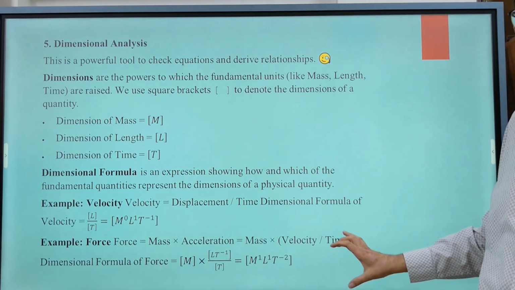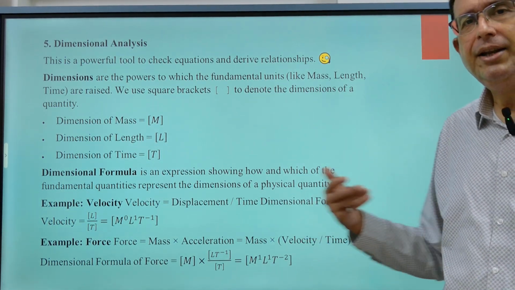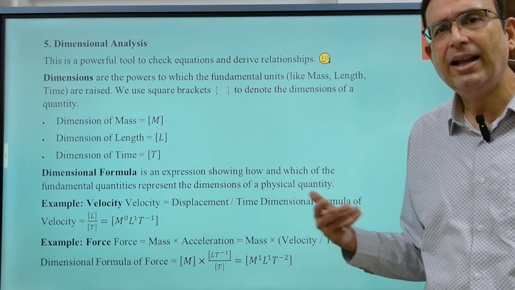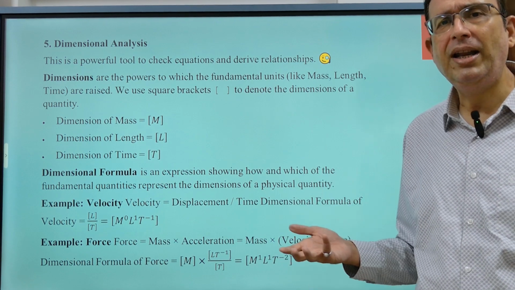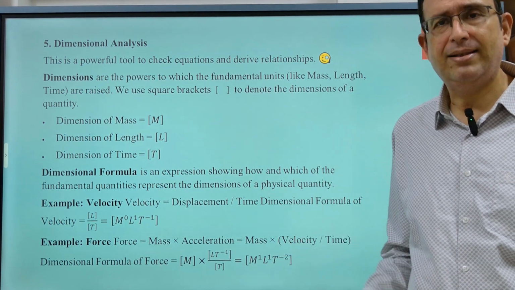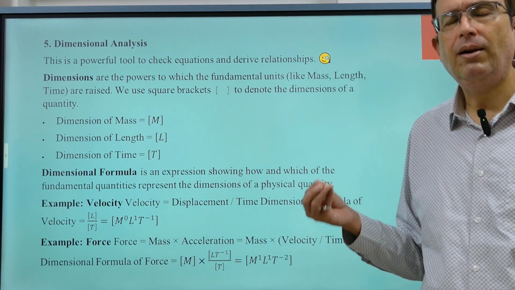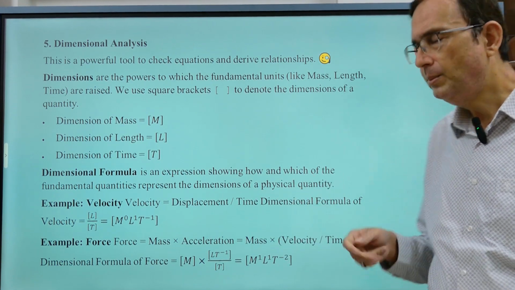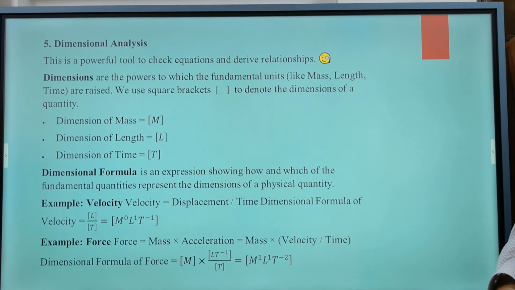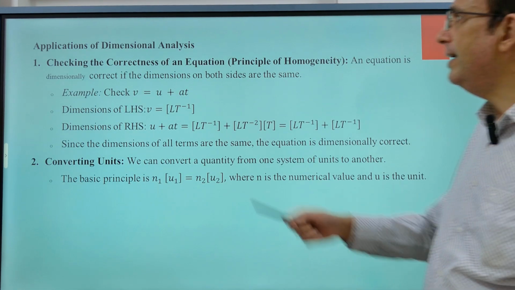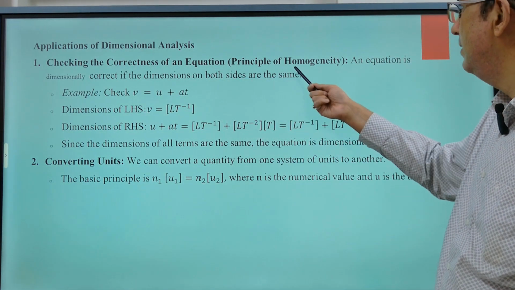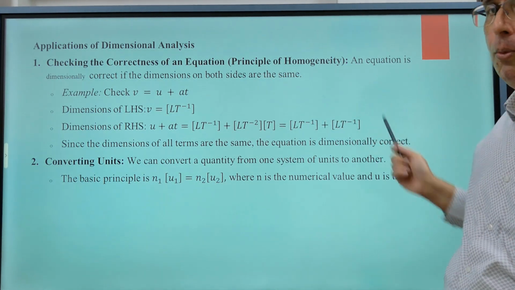Now, if you have that dimensional formula for every quantity, then you can do some things like checking the validity of an equation, and you can also guess the form of an equation. You can even guess what the equation would look like. For example, let us start with the first thing. Let us check the correctness of the equation, and that is called the principle of homogeneity.